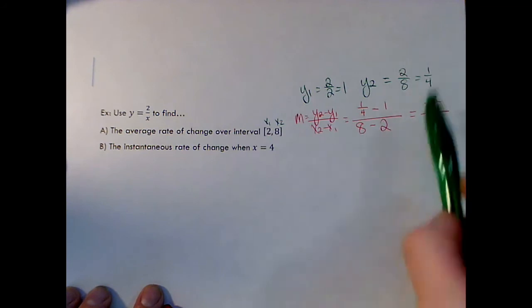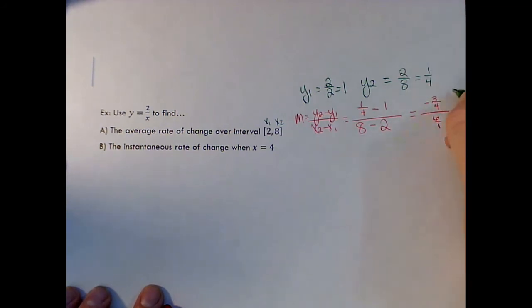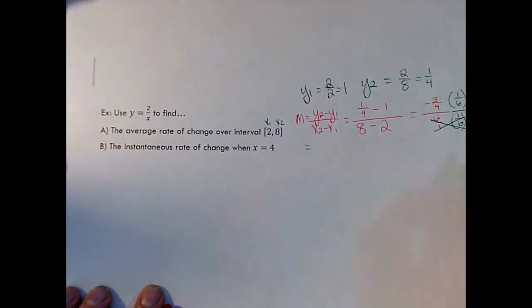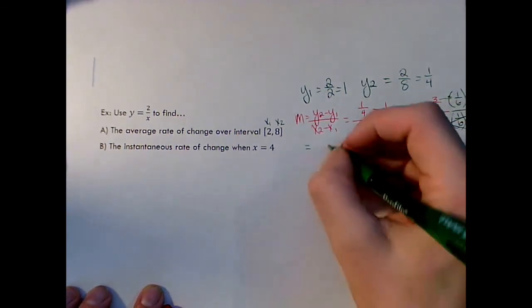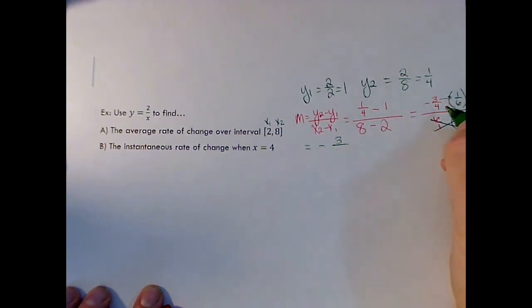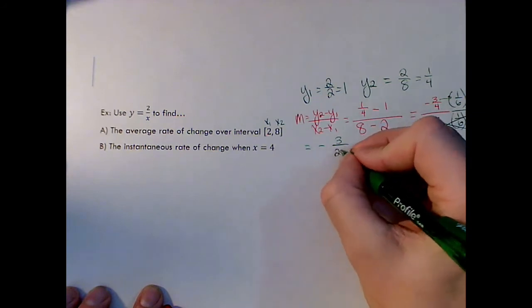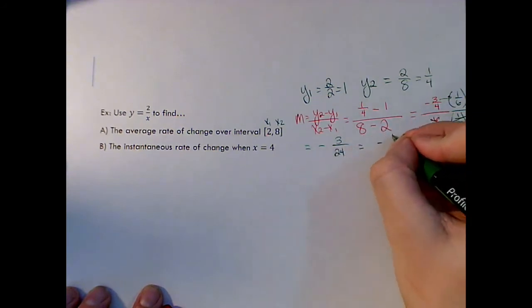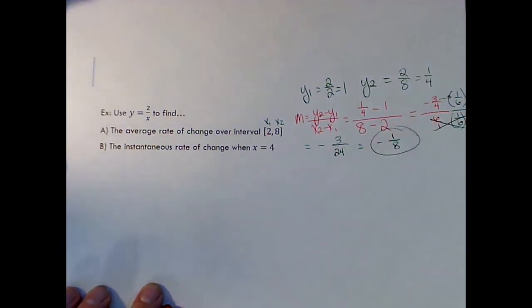Whenever you have a fraction divided by a fraction, we've seen this recently, you multiply the top and the bottom by the reciprocal of the denominator. That crosses out. This becomes negative 3 over 24, which simplifies out to negative 1/8.